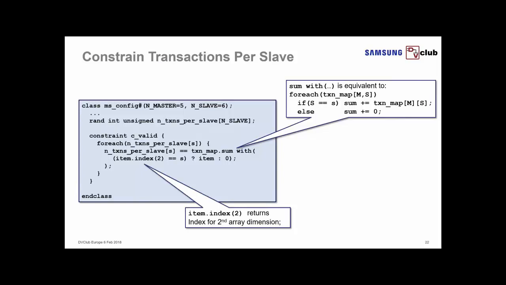And another interesting feature for the item.index function is that I can pass a dimension to it. So the fact that I'm saying item.index(2) means I'm looking for the second array dimension.